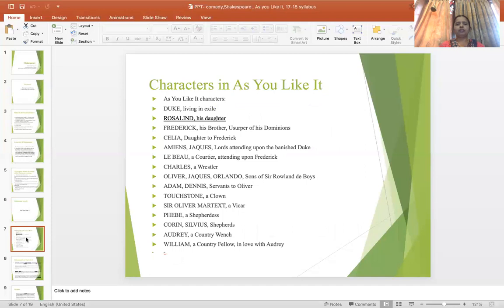Let us move into the characters of As You Like It. Who are those? Duke, living in exile; Rosalind, his daughter; Frederick, his brother, and usurper of his dominions; Celia, daughter to Frederick; Amiens, Jacques, lords attending upon the banished Duke; Le Beau, a courtier attending upon Frederick; Charles, a wrestler; Oliver, Jacques, Orlando, sons of Sir Rowland de Boys; Adam, Dennis, servants to Oliver; Touchstone, a clown; Sir Oliver Martext, a vicar; Phoebe, a shepherdess; Corin and Sylvius, shepherds; Audrey, a country wench; William, a country fellow who is in love with Audrey.